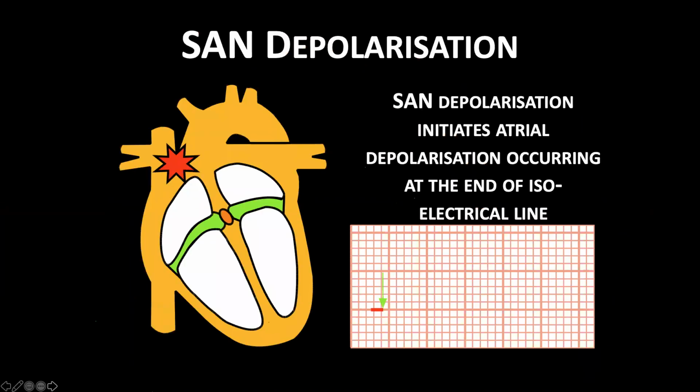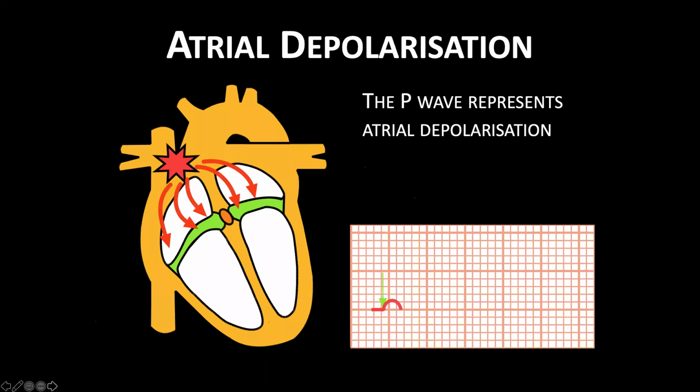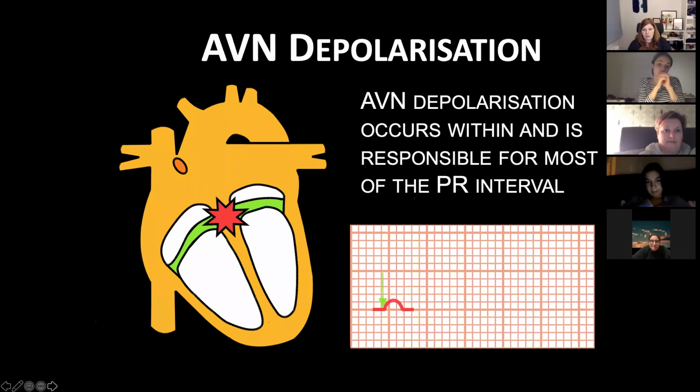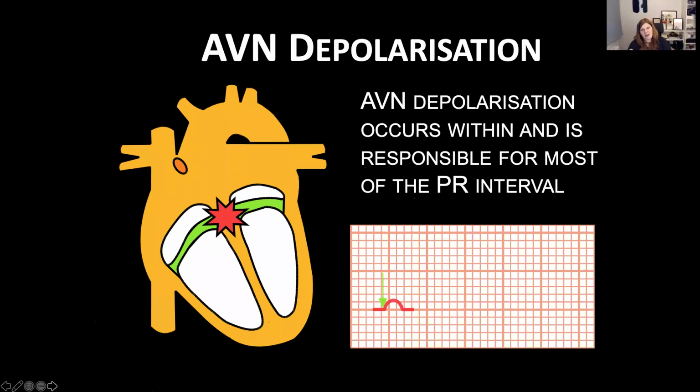So we start at the beginning with the SAN that depolarizes. It initiates that atrial depolarization, and this occurs at the end of the isoelectric line. Moving forward, the atria depolarize, and the P wave represents that atrial depolarization. As the AVN depolarizes, it occurs within the PR segment, and it's responsible for most of that PR interval that we were talking about. And thinking about heart blocks, for example, as you get through your heart blocks, your PR interval lengthens, and then you eventually lose your QRS complexes. This is where issues around heart block begin.